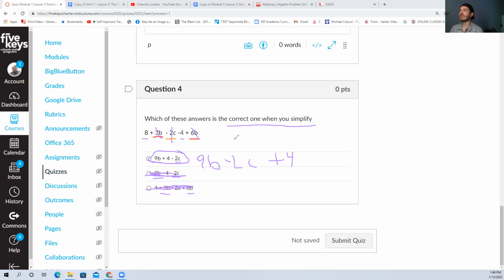Addition is what we call commutative. So we can swap it around. We can change the order. As long as that negative is still to the left of the 2C, we're okay. If that were to become a plus sign, we'd be in trouble, but it's not. So that is indeed our right answer.